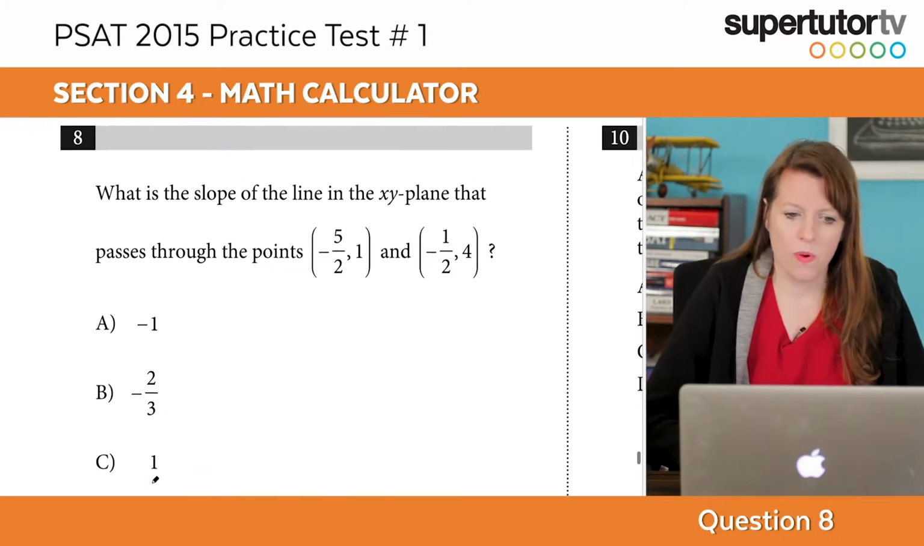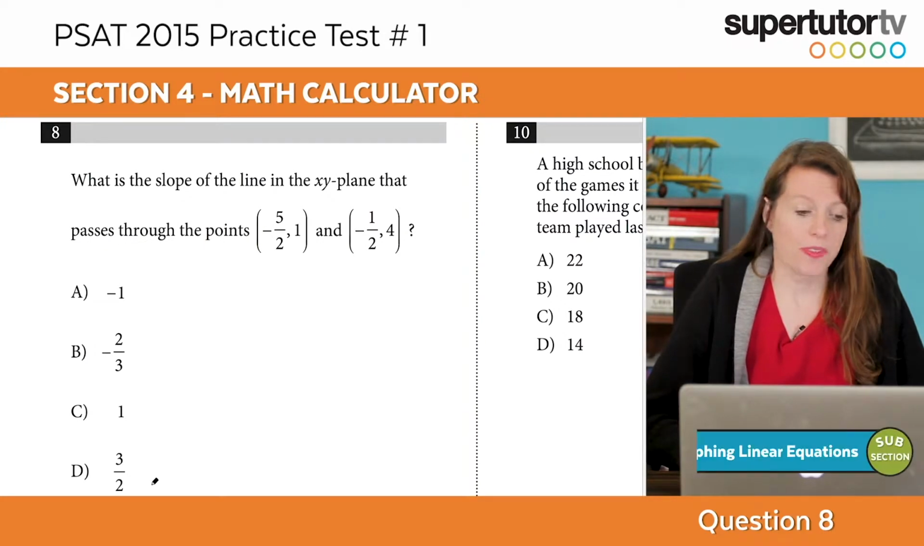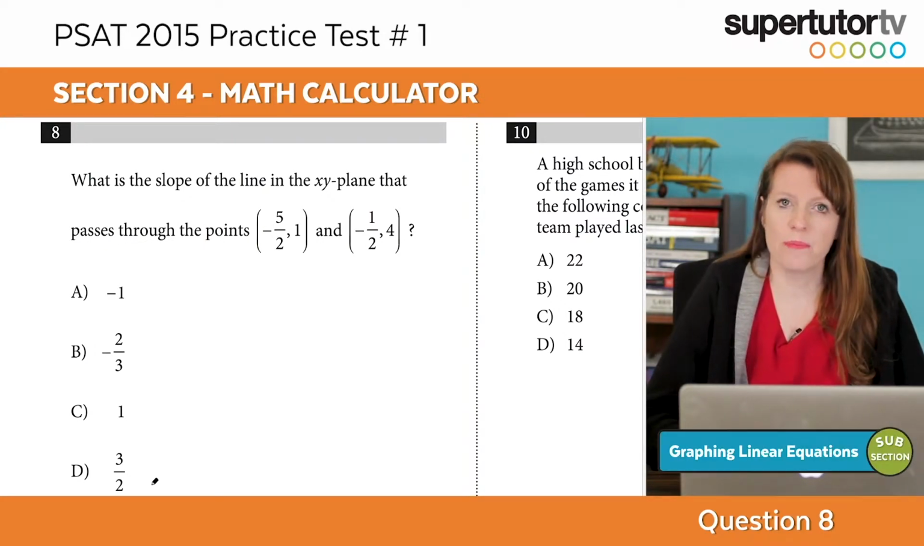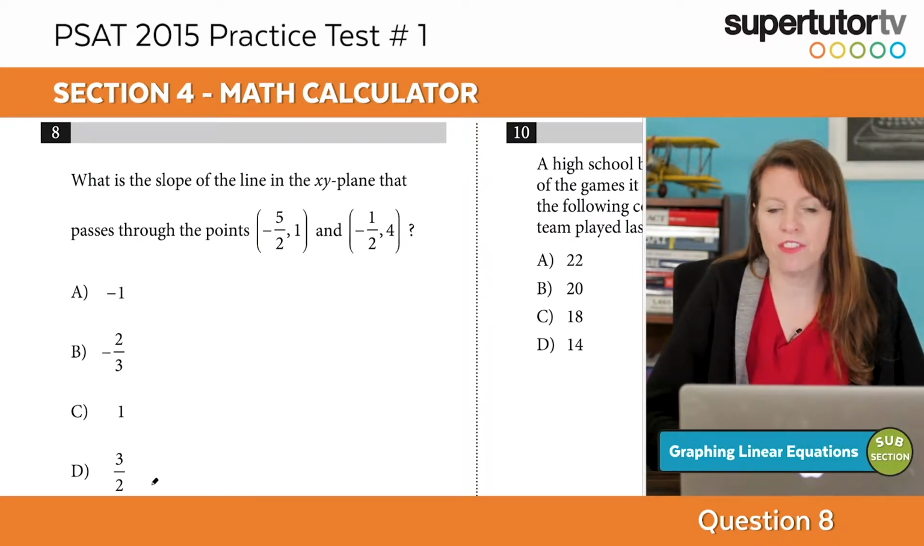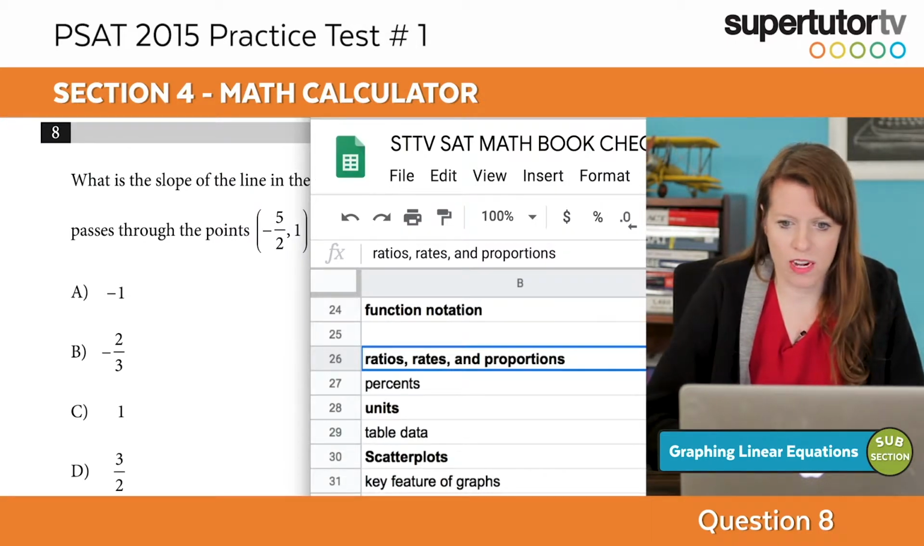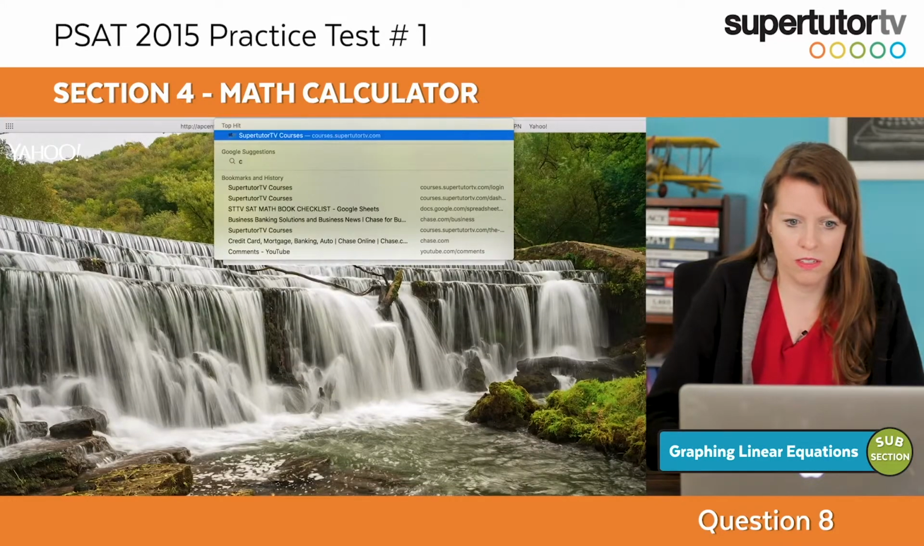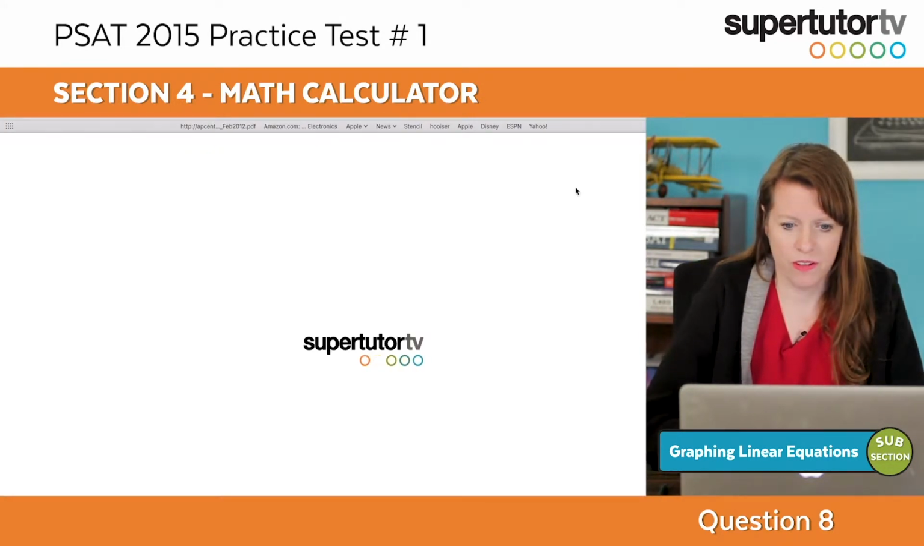Yay. What is the slope of the line in the xy plane that passes through the points blah? So if you have a calculator, my favorite way to do slope problems is to use a calculator program. We have actually a slope calculator program that you can download from our course. I'm going to show you right now where to get it. You're going to go to courses, and I'm going to show you how to do all of it too.